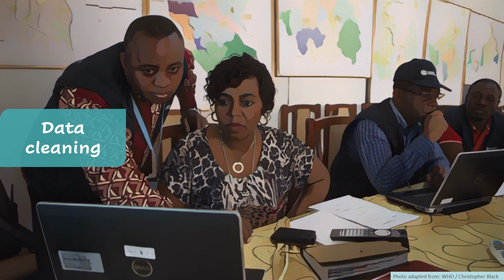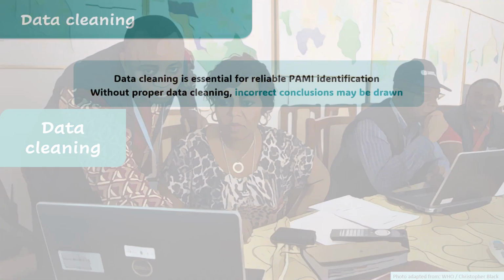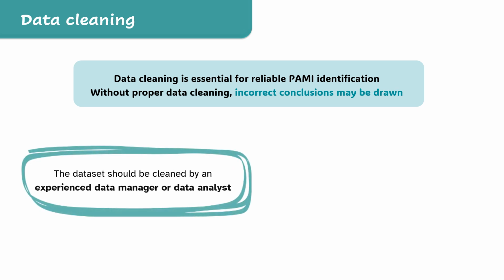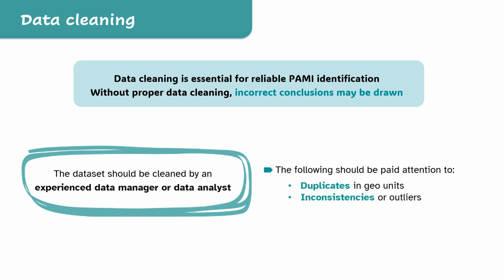Following the compilation of the data for the PAMI analysis, an essential step is to clean the data prior to the analysis. Data cleaning is critical so that the PAMI analysis is reliable. Without proper data cleaning, incorrect conclusions may be drawn. All data compiled for PAMI identification should be cleaned by an experienced data manager or data analyst. In particular, attention should be given to any duplicates in the geographic units and any inconsistencies and outliers.